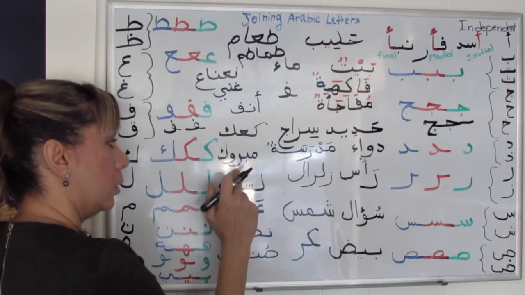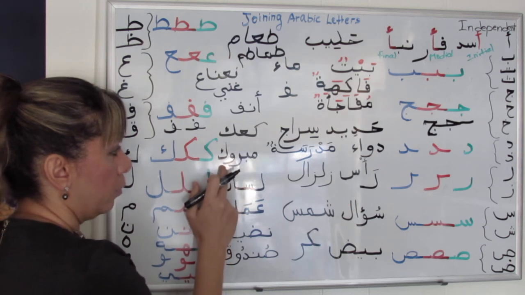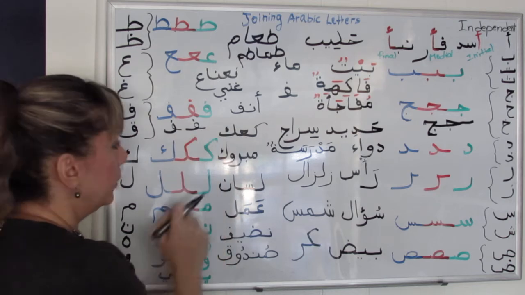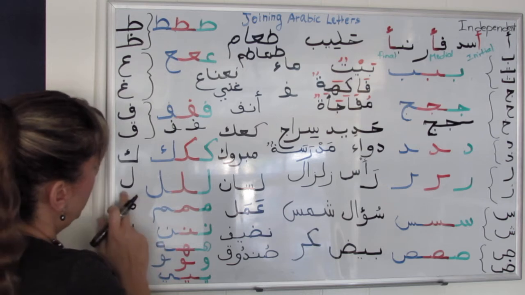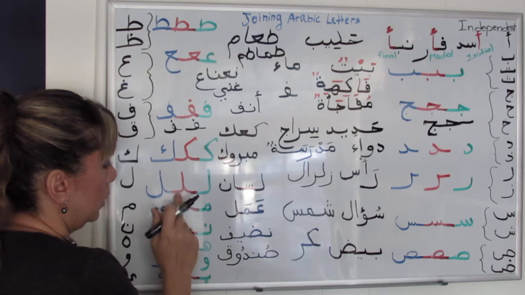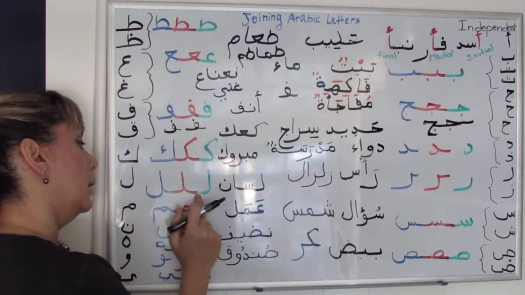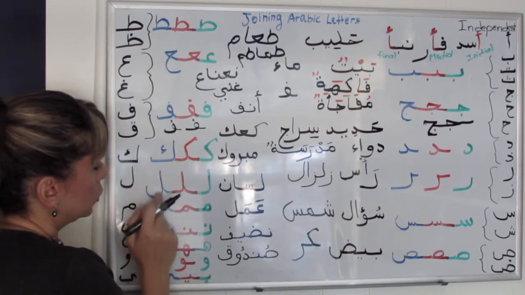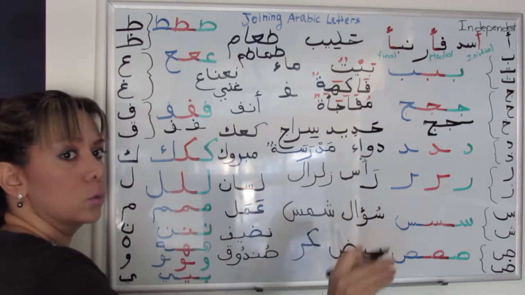Mim, ba, ra. Ra connected to the right, but not to the left. And we have waw, not connected to anybody. The enemy letter. And kaf by itself. Lam, this is the way we connect the lam. And when it's in the middle, it needs the handle to the right. And when it's in the end, we keep the same form, just a little handle to be linked or joined to the other letter.